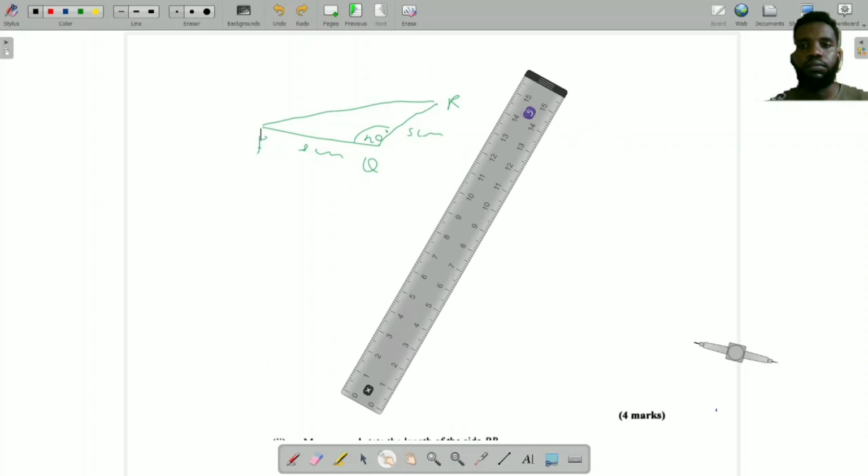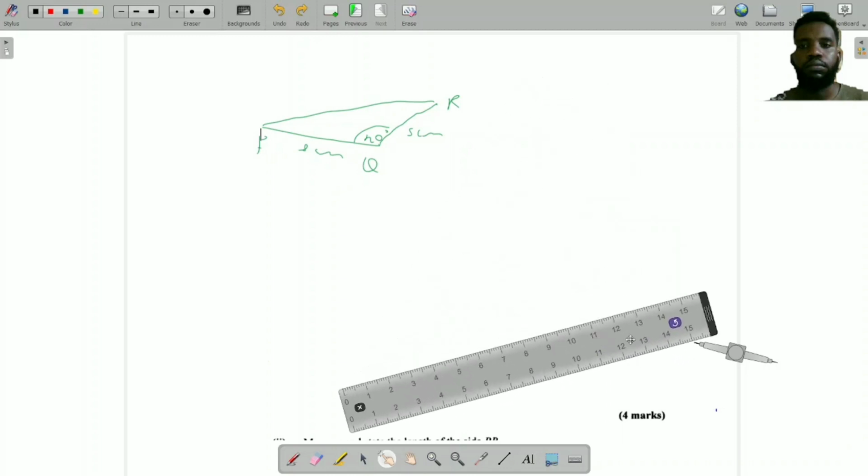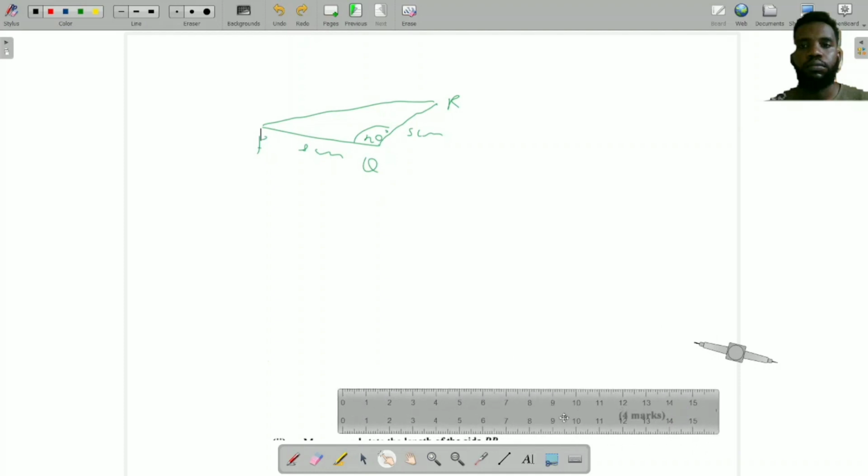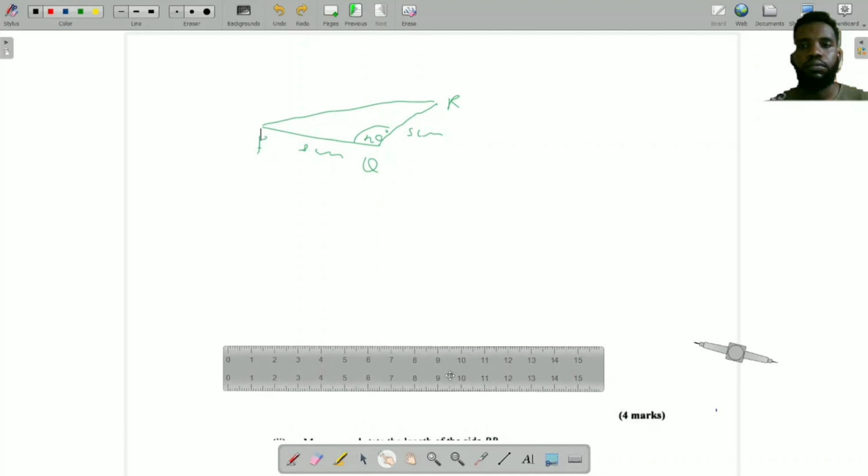Alright guys, we already have our basic idea of how we want the layout to be, so I just need to get into construction mode now. I'm just going to take my ruler here and draw what I call the baseline. According to this, the baseline, I'm going to use it as PQ and I'm going to make it 8 centimeters long.